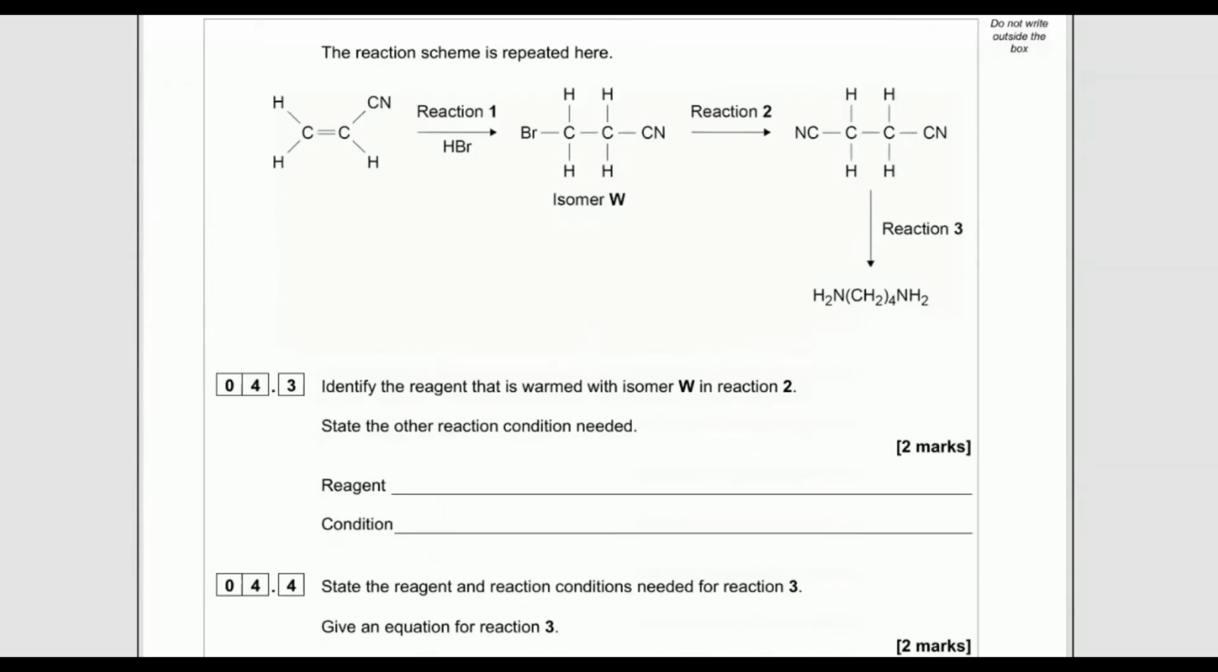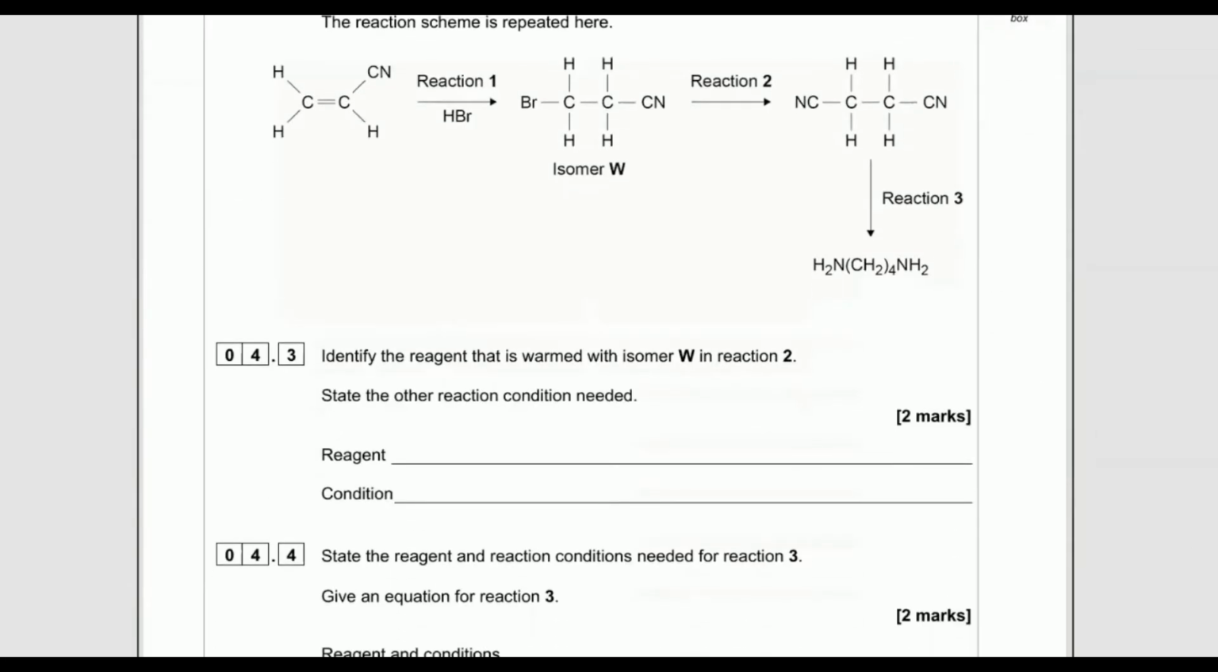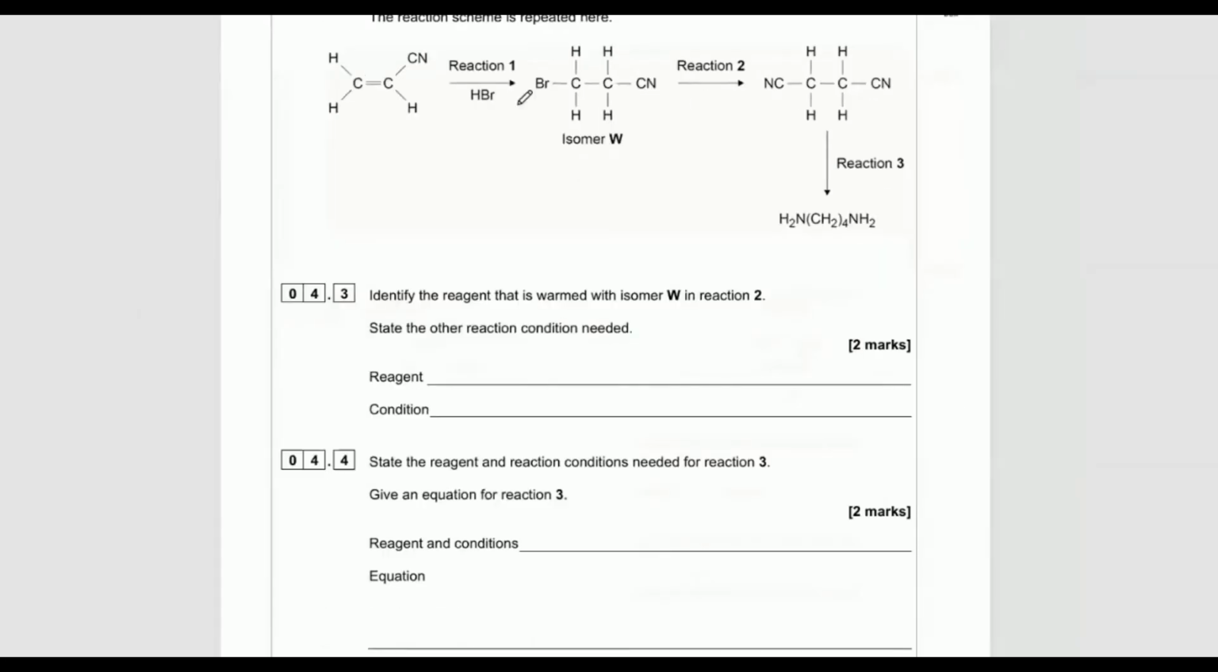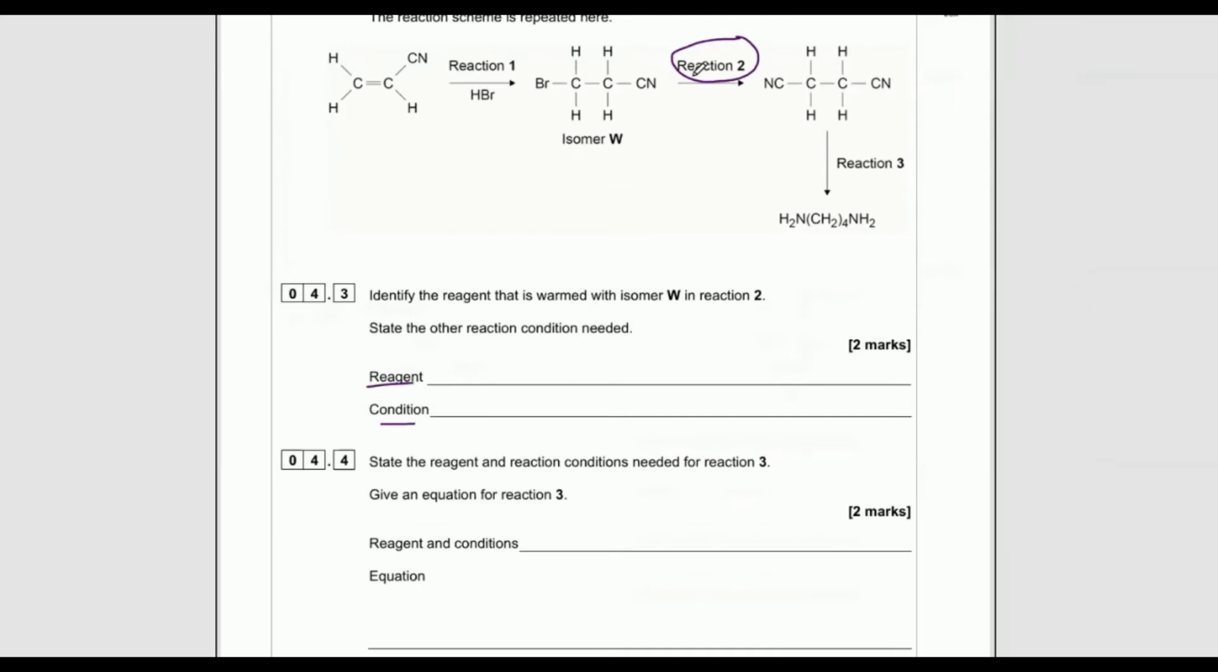So for 4.3, you can see they've repeated the whole reaction scheme here. And 4.3 says identify the reagent that is warmed with isomer W in reaction 2. So looking at reaction 2, we're going from the 3-bromopropionitrile, and we're going to a molecule with a nitrile group on each end. So what's happened? Well, a nitrile has been substituted for that bromine. It's like a nucleophilic substitution. So the nitrile has been substituted there.